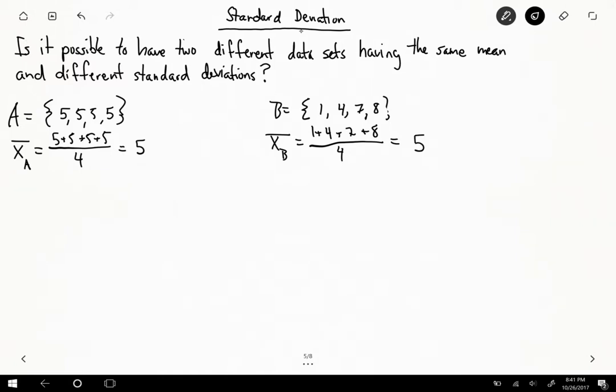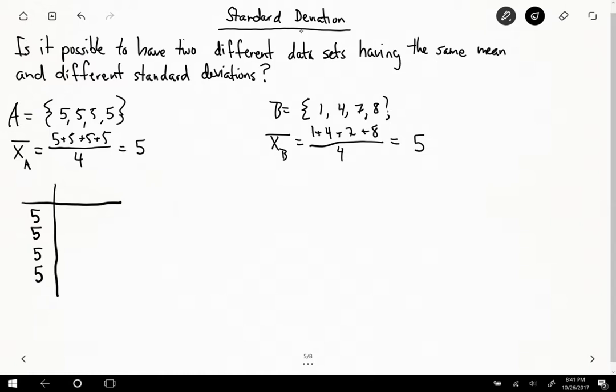Alright, so now notice this one seems like there's no spread whatsoever, and this one seems like there's a little bit of spread. So how do we calculate the standard deviation? Well, what I'd recommend would be to first figure out the sum of all the squares of the differences from the mean. So these will be our observations. And we'll have 5 here, 5 here, 5 here, 5 here.